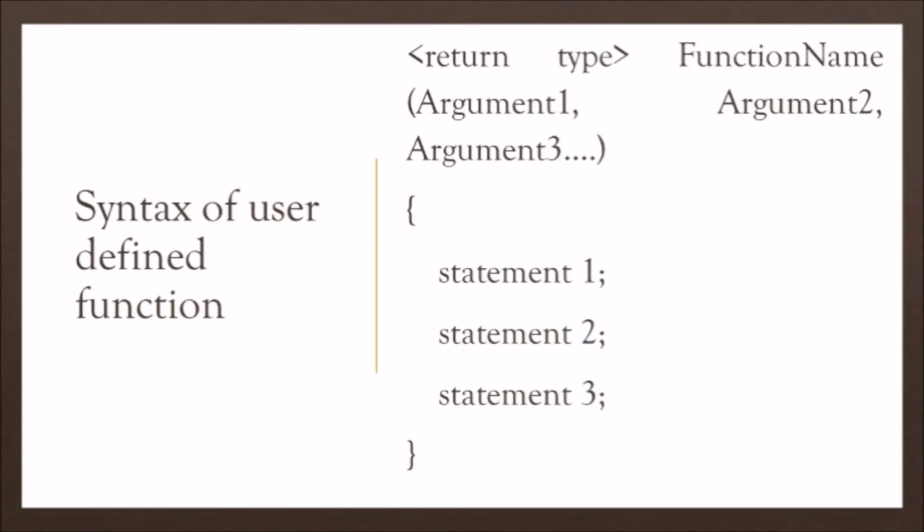Okay. So the syntax of a user defined function, the general structure: the return type, function name, arguments, and then the body. Here declaration and definition are both given at the same time, the definition and the declaration part, with statements 1, 2 and 3. Now let us see an example of how we can use a user defined function in our C language. So let us see the program.